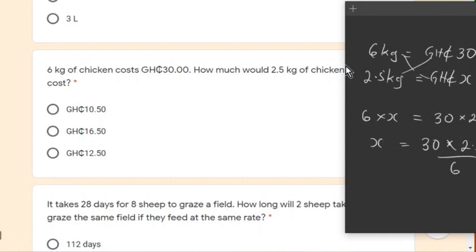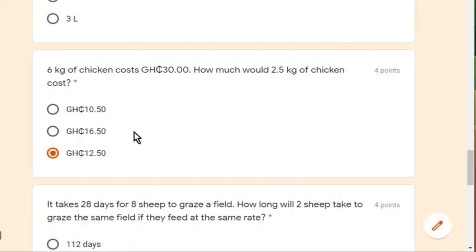And I can change the 2.5 into a whole number by multiplying the numerator and the denominator by 10. So with that, I'll get 30 times 25 all over 60. So I can cancel the zeros. 6, 2, 3 divided is 2, 3 divided is 1. So I have 25 divided by 2. So I have x to be equal to 25 divided by 2, and that's equal to 12.5. So my answer will be 12 cedis, 50 pesewas.